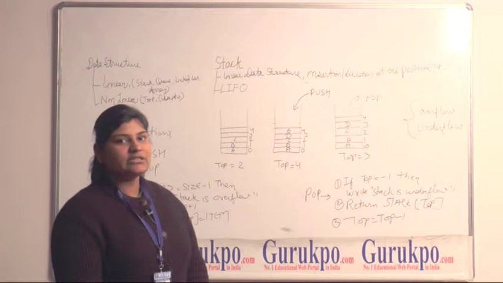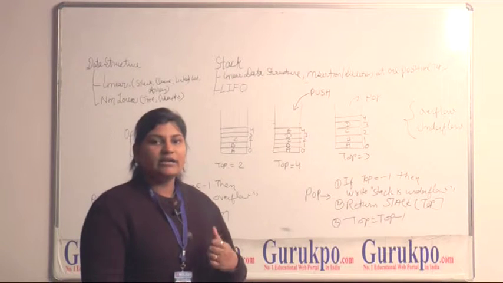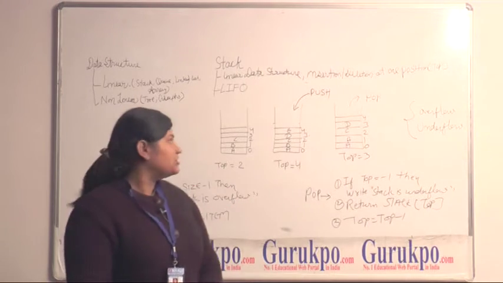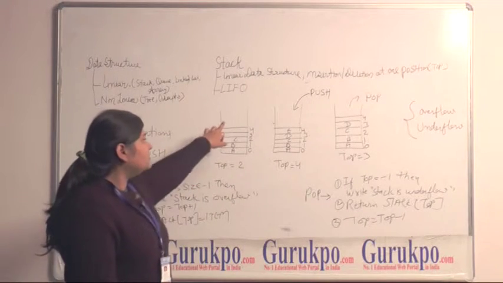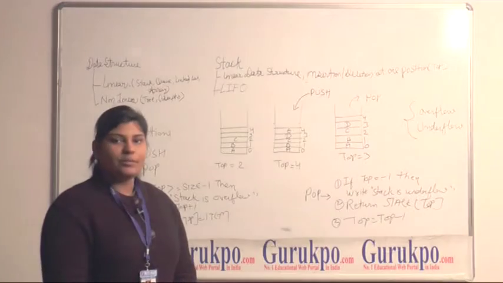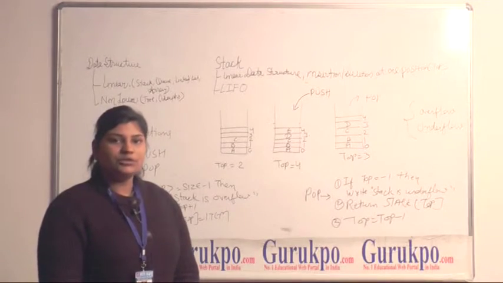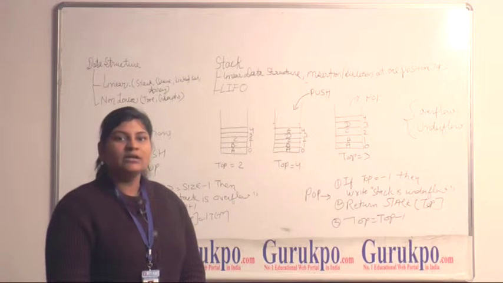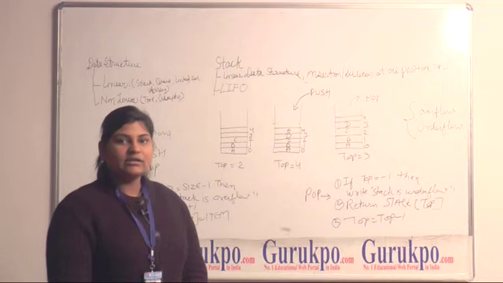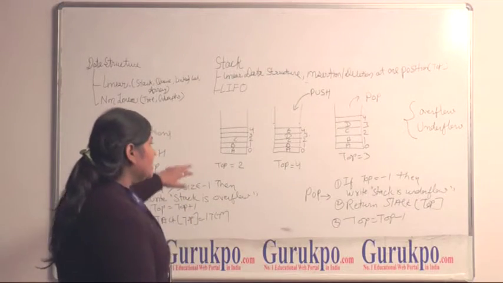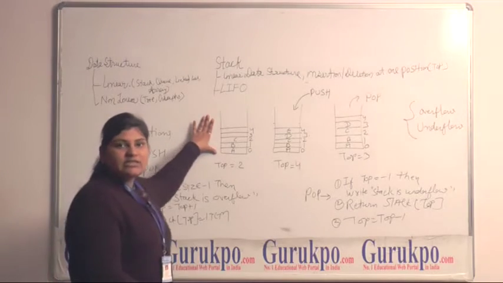Stack is a linear data structure in which insertion and deletion are at the same point, the top position. The position of the last element is called top. We have two operations in it, called push and pop. The push operation is for inserting an element in the stack and the deletion of an element is called the pop operation.